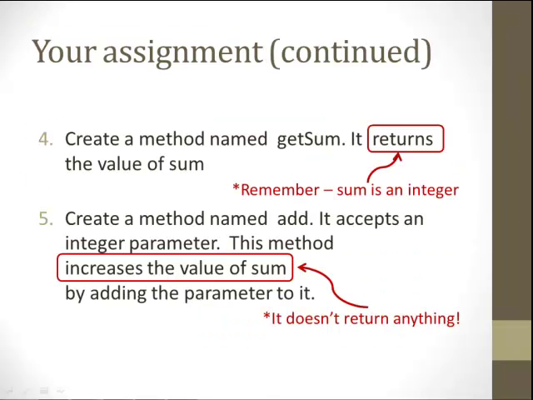Next, you need to create a method named getSum. GetSum returns the value of sum. Remember that sum is an integer, so this means that the getSum method should return an integer value. We next create a method named add. This method accepts an integer parameter, and the method increases the value of the sum by adding the parameter to it. It doesn't return anything.